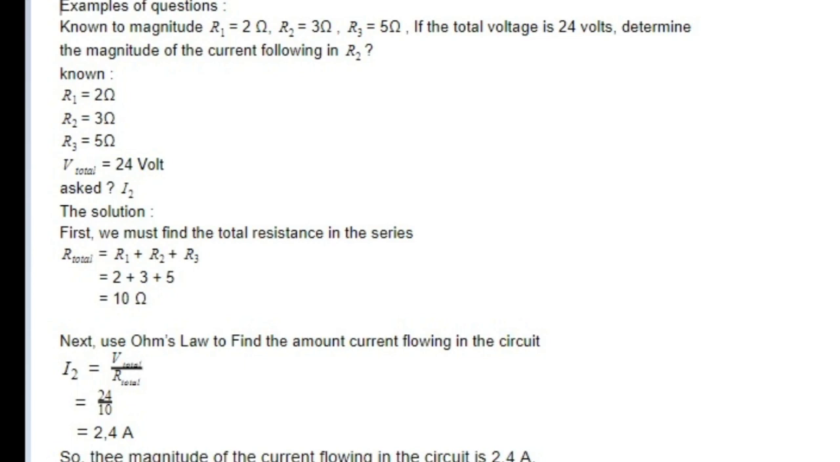First, we must find the total resistance in the series. R total equals R1 plus R2 plus R3 equals 2 plus 3 plus 5 equals 10 ohm. Next, use Ohm's law to find the amount of current flowing in the circuit. Current I equals V total over R total equals 24 over 10 equals 2.4 ampere. So the magnitude of the current flowing in the circuit is 2.4 ampere.